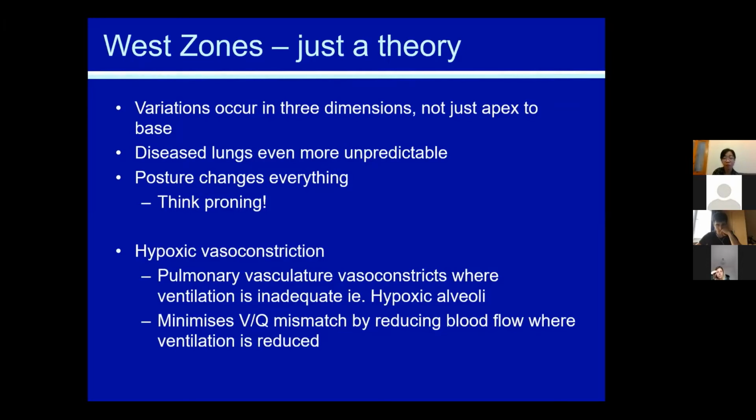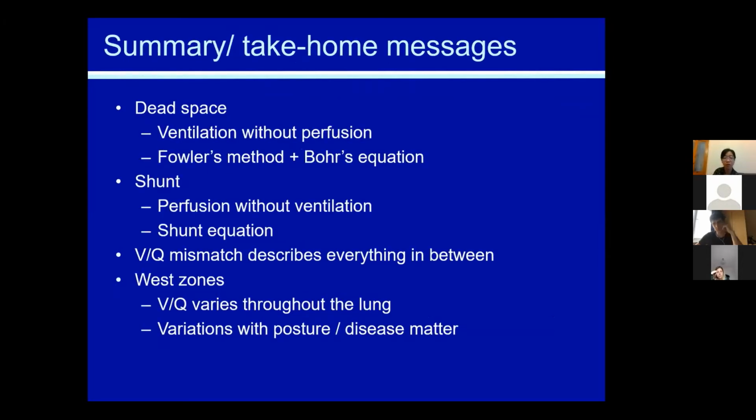So in summary, all the take-home messages, that's a lot of information. If you remember nothing else, remember that dead space is areas of gas without blood, and you measure it using Fowler's method or Bohr's equation. Shunt is the opposite way around. Shunt is areas of blood without gas, so perfusion without ventilation, and you measure or calculate that using the shunt equation. VQ mismatch is anything that happens in between.